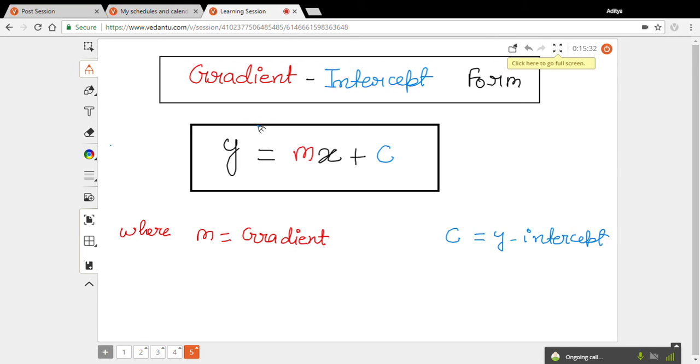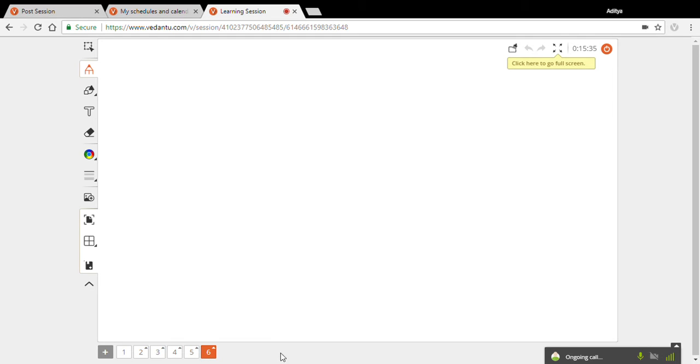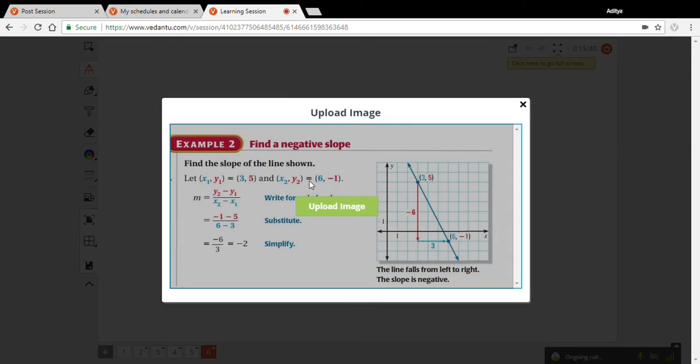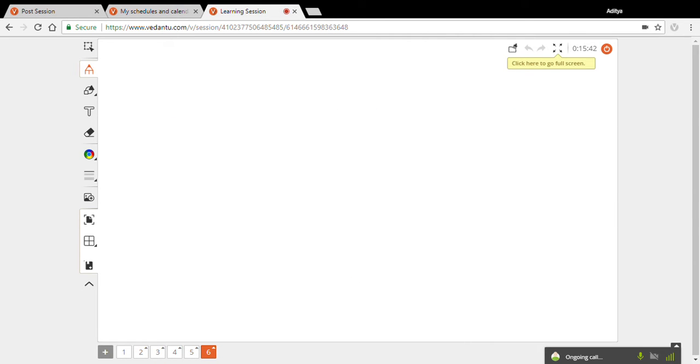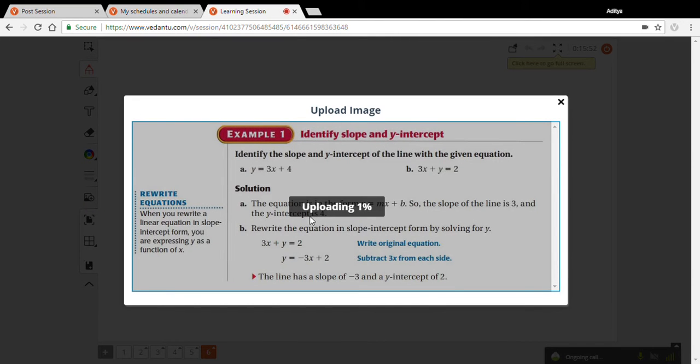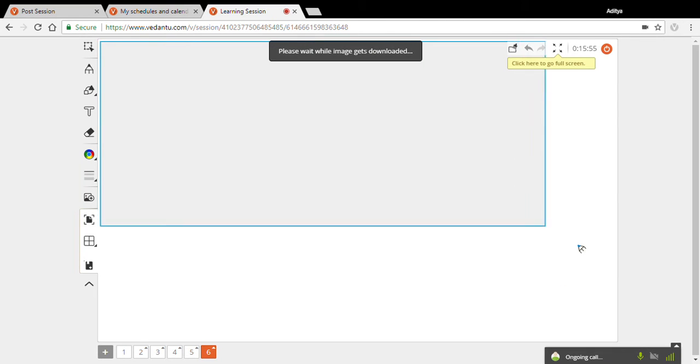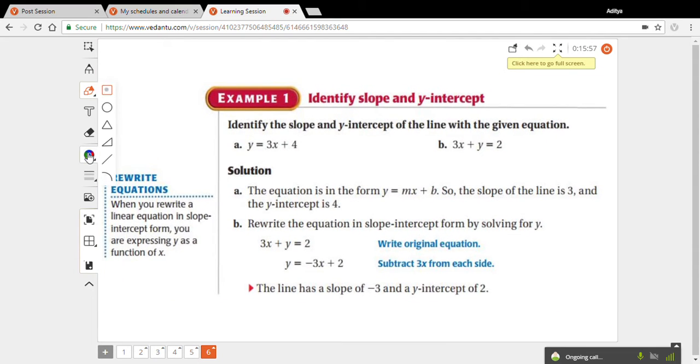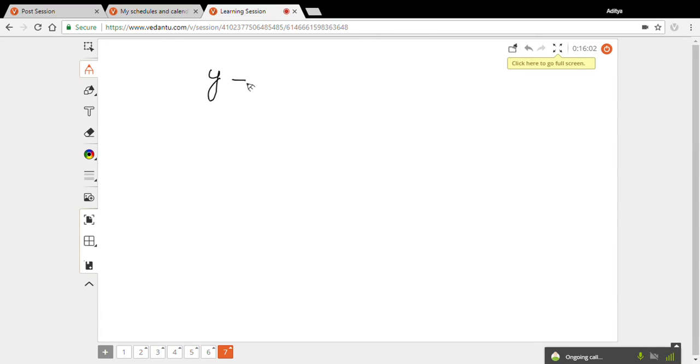So how are the questions formed? Let's see an easier question. The question says to find the slope and the y-intercept from the given equation. They will give you the equation and we are asked to get the slope and the y-intercept. Look at the first equation only. It's y is equal to 3x plus 4. I'll rewrite it here: y is equal to 3 times x plus 4.